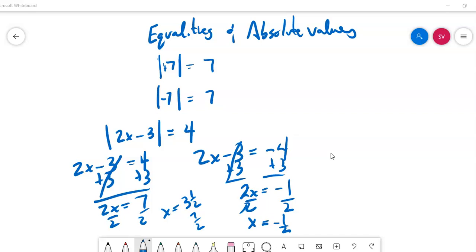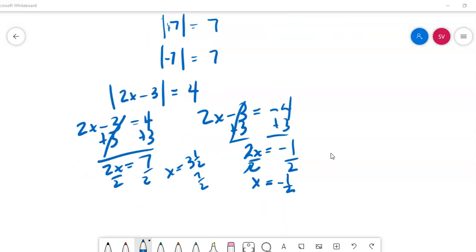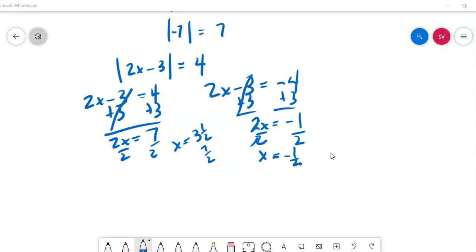Alright, so let's check our answer to make sure we're correct. If I plug in 7/2, the 2's cancel, 7 minus 3 is 4, absolute value of 4 is 4, 4 is equal to 4. Now I plug in minus 1/2. The 2's cancel, I'm left with minus 1 minus 3, which is minus 4. Absolute value of minus 4 is 4. That's why we break it down like this.